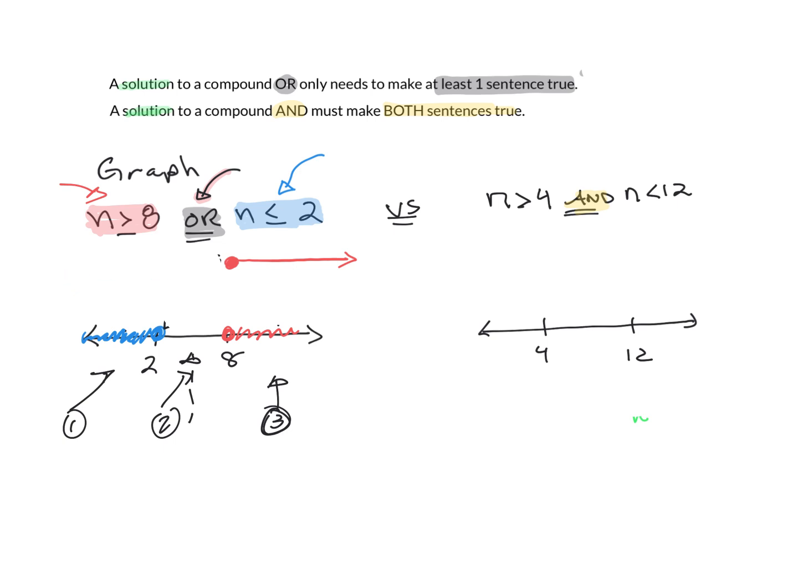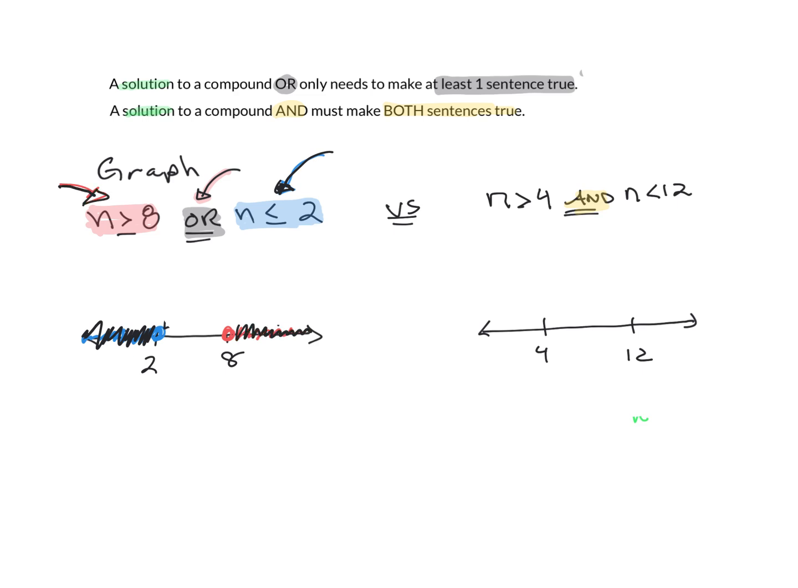So our final answer is all numbers to the left of 2 will at least make that second one true. And all numbers greater than or equal to 8 will at least make that first one true. And then because there are equal to symbols, they should be solid. And that's what your graph should look like.